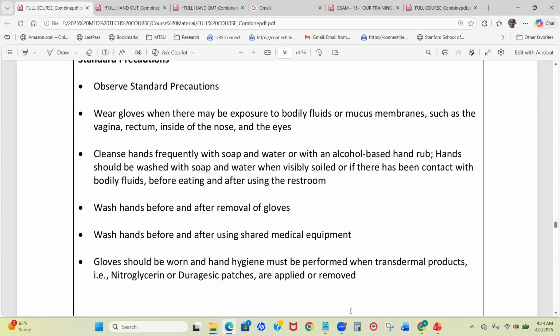Wash hands before and after the removal of your gloves. It's very easy to think, oh, I just use the gloves, I don't need to wash my hands. Yes, you need to wash your hands. Wash hands before and after using shared medical equipment. What are some of the shared medical equipment? In a nursing home and in an adult care home, what do you think is equipment that you can use on all your residents? Miss Tina, a lift? A lifter. Yes. What else?